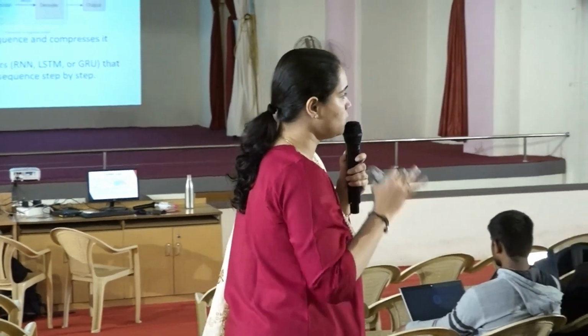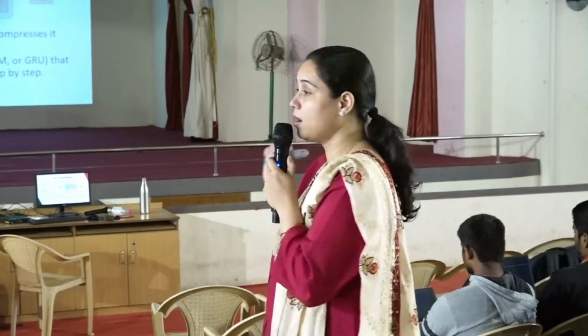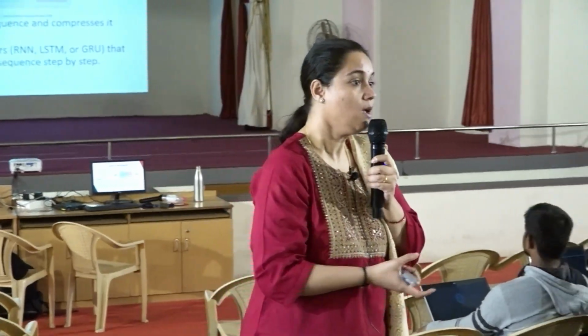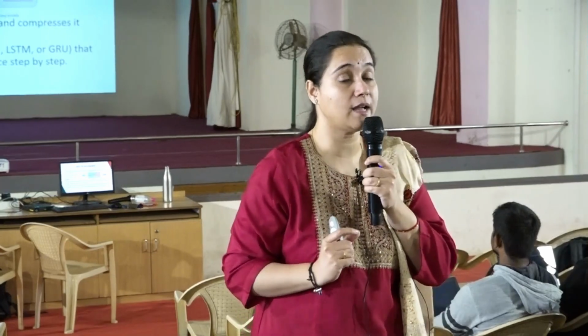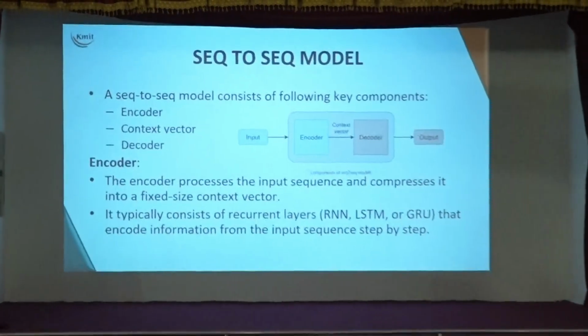So first understand that the sequence to sequence model is also a neural network architecture. It has several components: an encoder, a decoder and a context vector. The context vector I already explained to you. So what is happening inside a sequence to sequence model? The encoder is present. First, the input is given to the encoder.